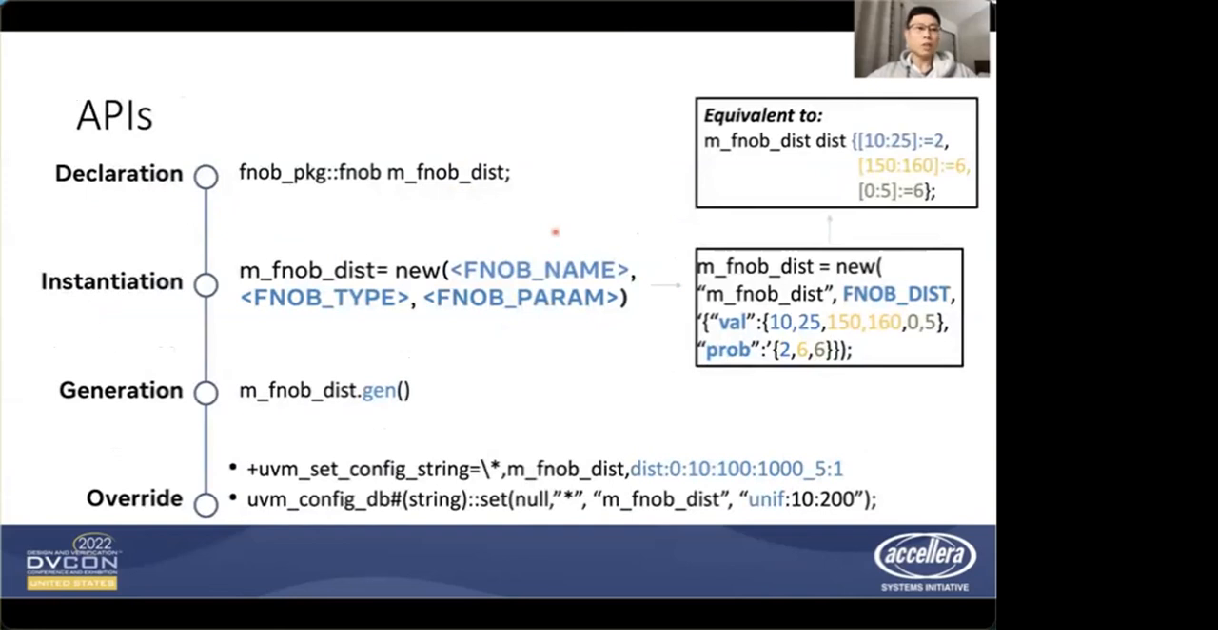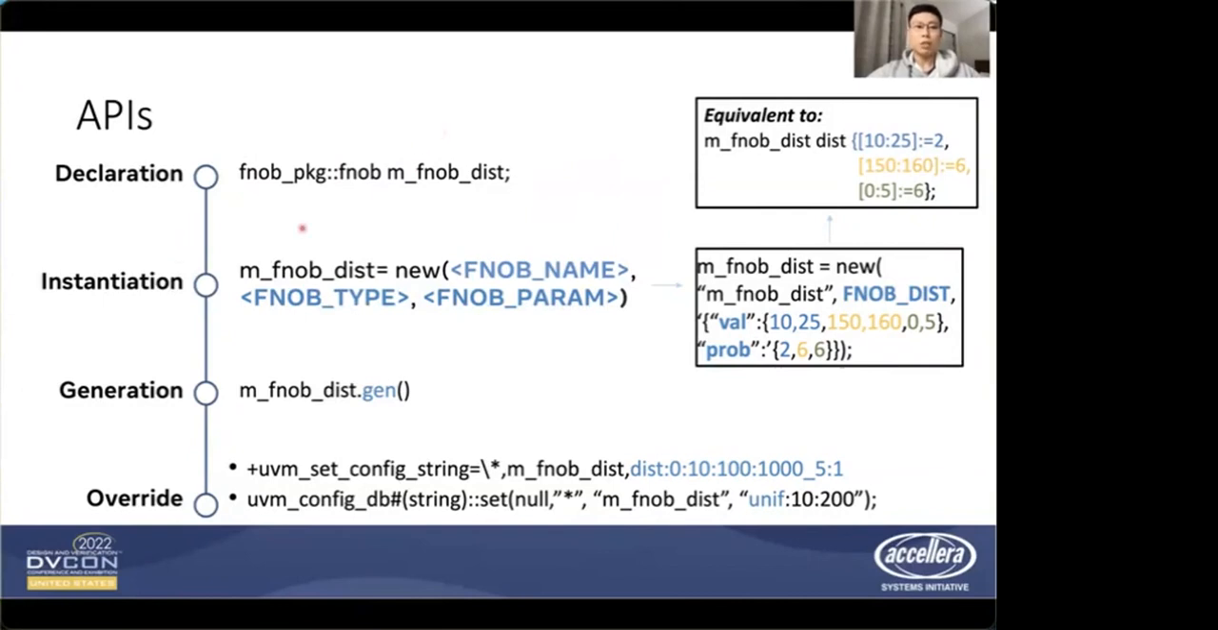So how do you use Fnob? Using Fnob comes with four simple steps. And those steps are the same for any random type when you are using Fnob. So step one, first, we have a declaration. Declaration is the same as declaring any other class variable. You have a class type, which is Fnob, and you have your handle, which is per user definition.